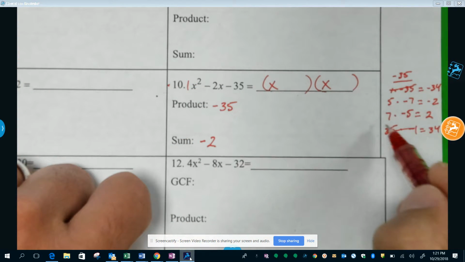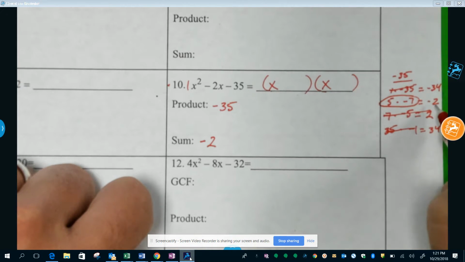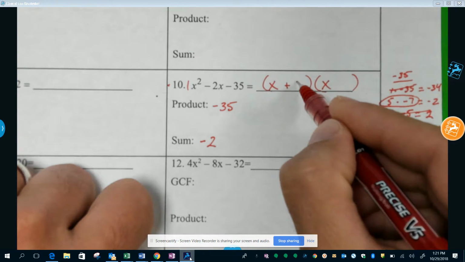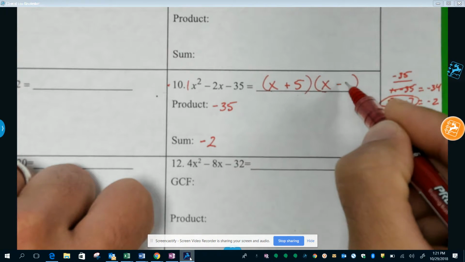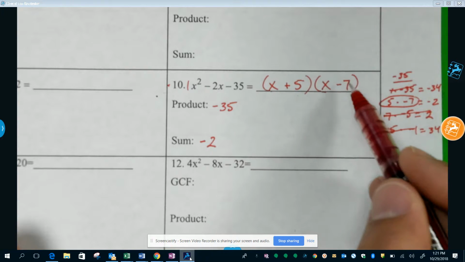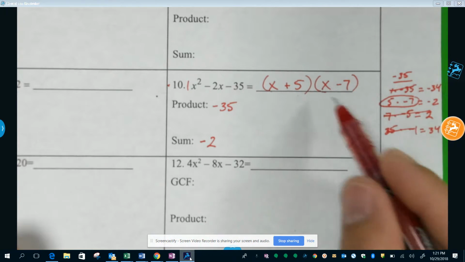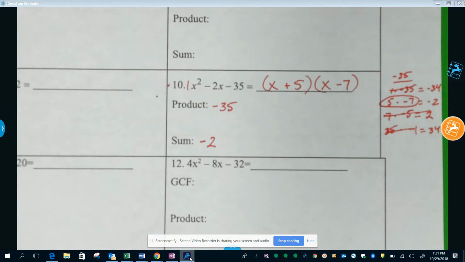So which ones am I using? Not the one that gives me a positive 2. I'm using this one, since that's what gives me a negative 2. So I'm using a positive 5 and a negative 7. And again, I could have flip-flopped these. I could have put my negative 7 in the front and my positive 5 at the back. Either way you write it is okay, as long as you've got the right signs with the right numbers.